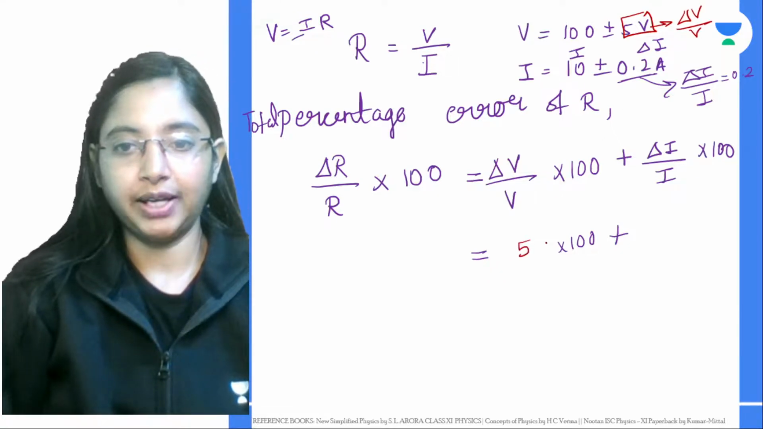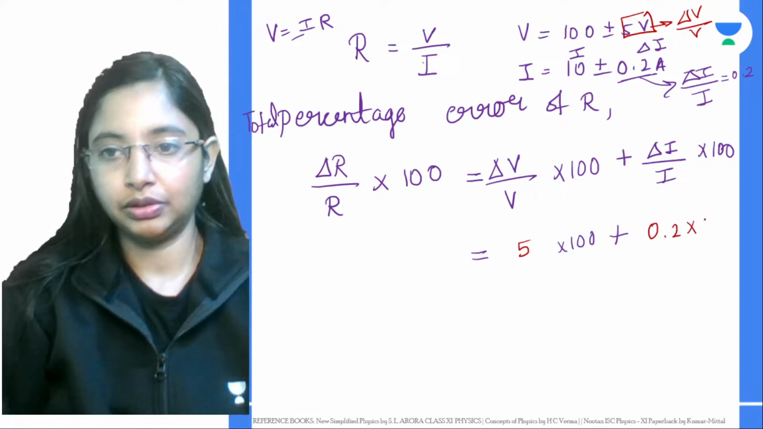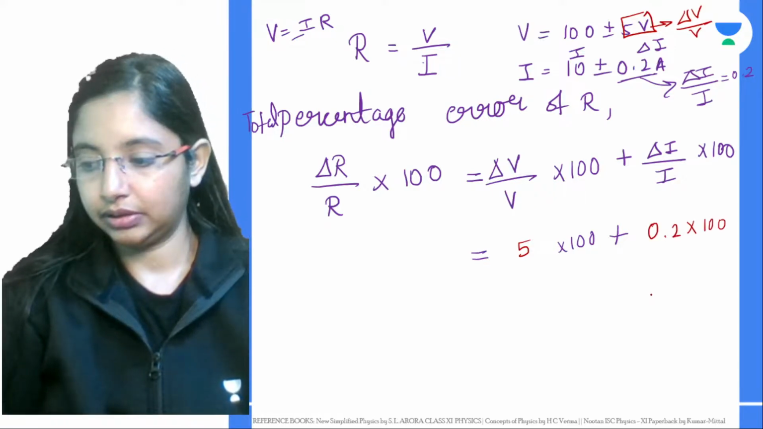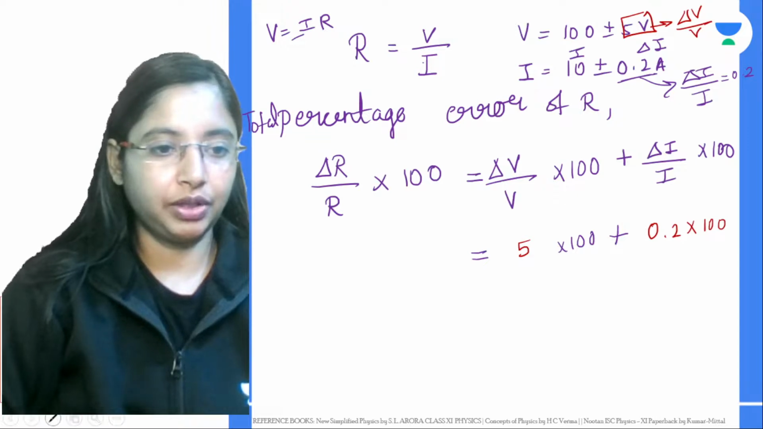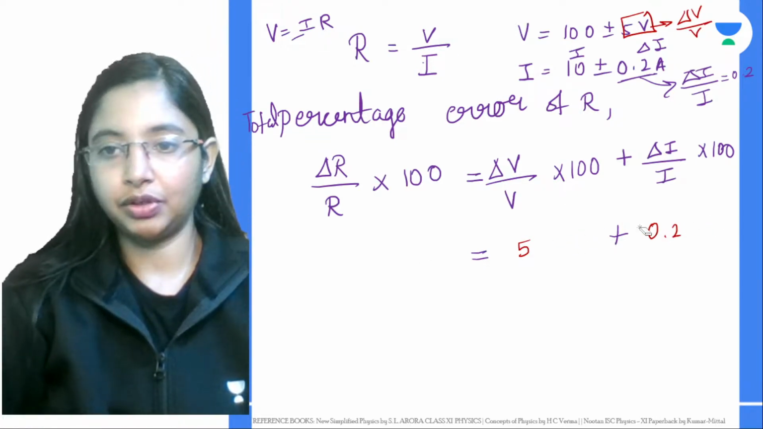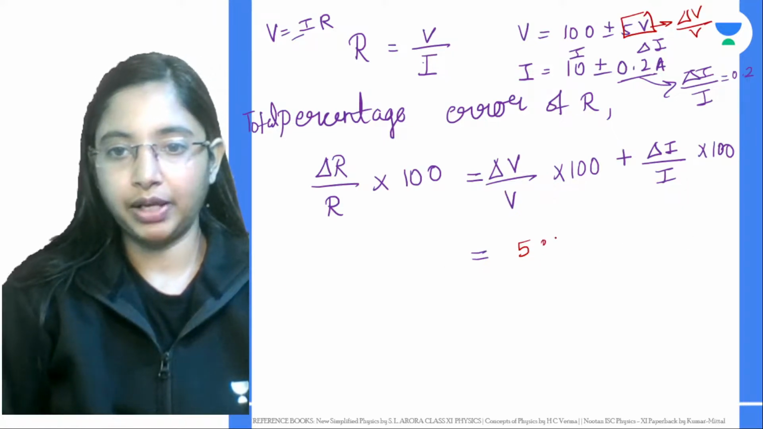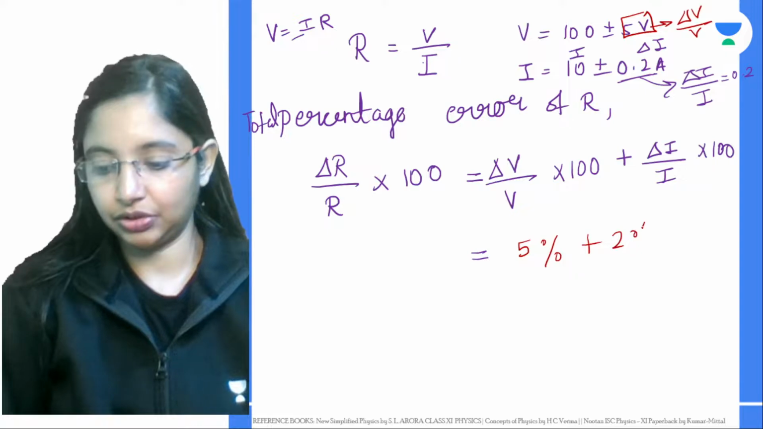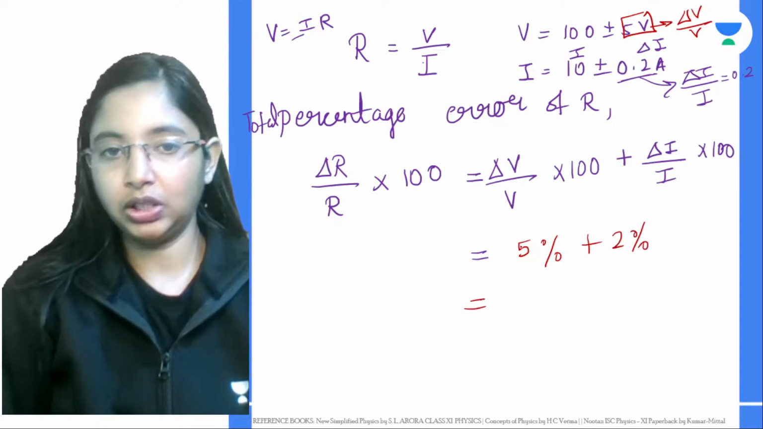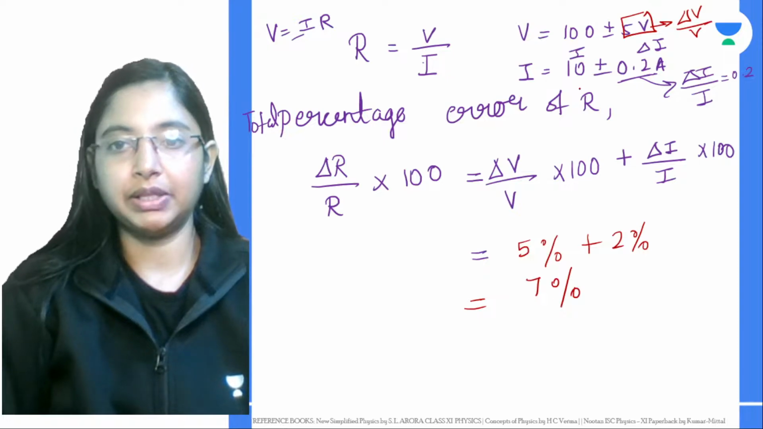So this will be 5 into 100%, right? Into 0.2 into 100. Right, so this basically gives you around 5% and this gives you around 2%. So from here you can get around 5% plus 2%, right? From here the total error, resistance error will be around 7%. That's the percentage error of R is around 7%.